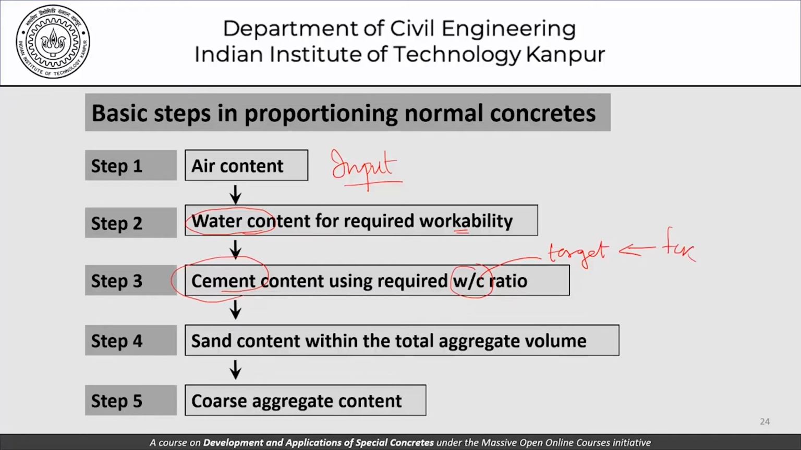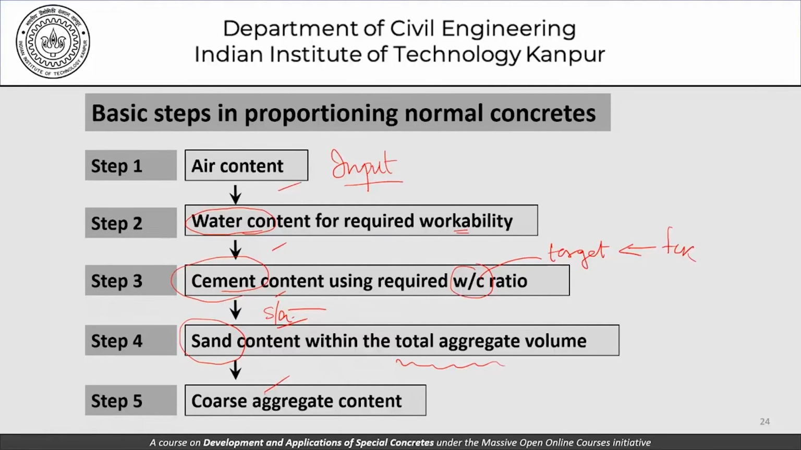At this point now, having fixed the air volume, the water volume and the cement volume, all that is left is the total aggregate volume. From here you find out the sand volume using the S by A, and the coarse aggregate content in terms of volume gets fixed. Then of course it's an algebraic exercise remaining. Convert these volumes to mass.